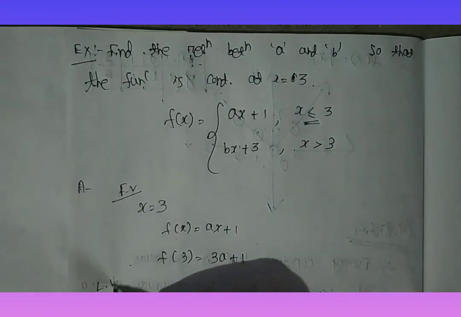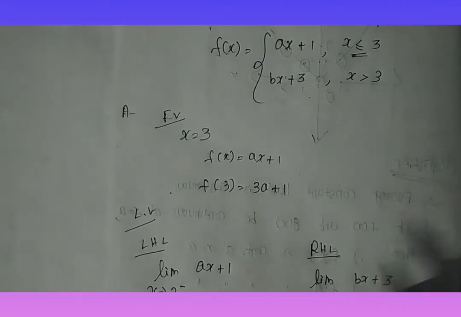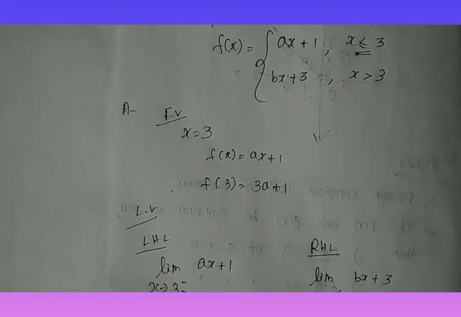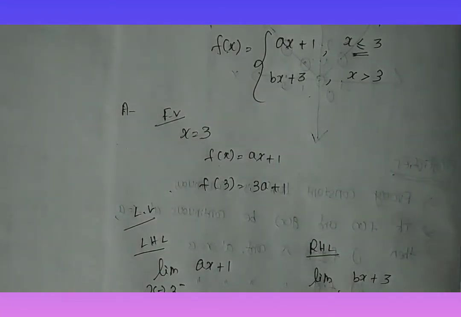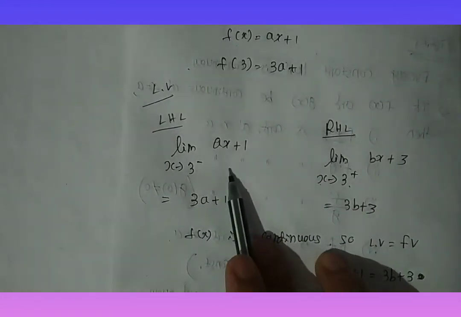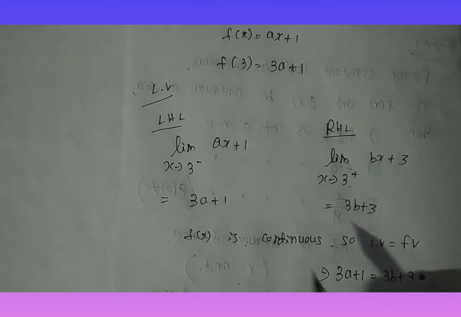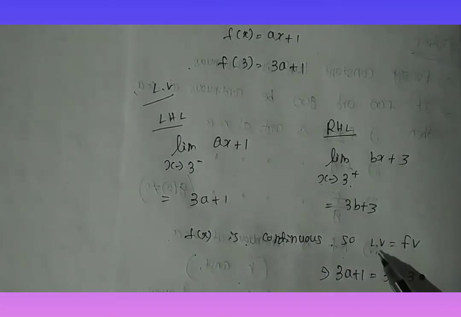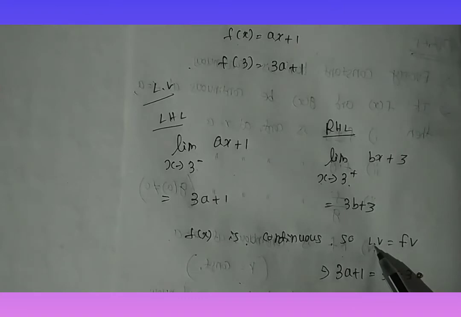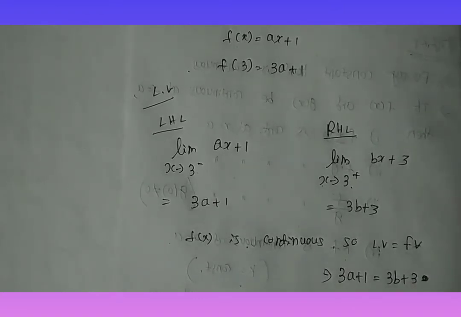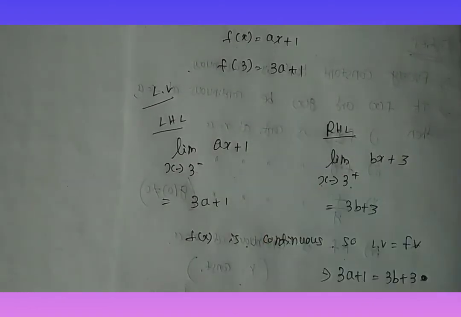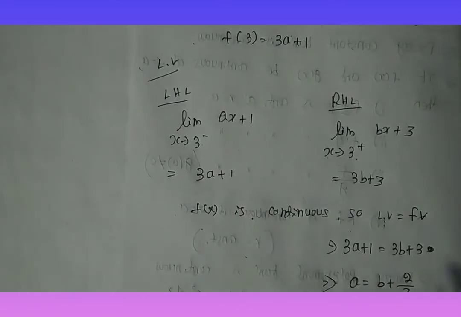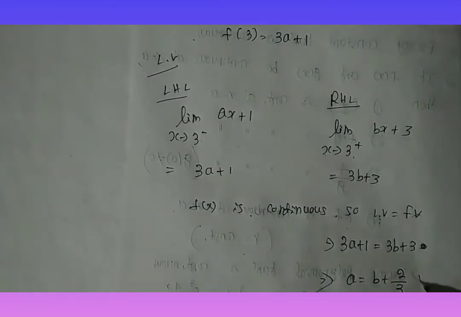Then find the limiting value. Left hand limit, x tends to 3 minus, means this case ax plus 1. X tends to 3 plus, greater than 3, that means bx plus 3. Now put x equal to 3. This is 3a plus 1. This is 3b plus 3. The function is continuous. That means left hand limit equal to right hand limit, that is limiting value, equal to functional value. 3a plus 1 is equal to 3b plus 3 is equal to 3a plus 1. And a equal to b plus 2 by 3. This is the relation between a and b.